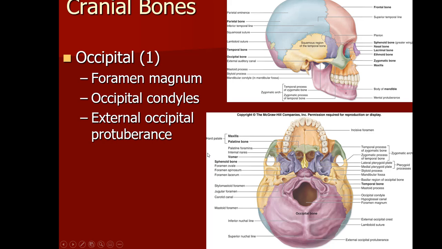So moving to the back of the skull, we have this bone that makes up the base of the skull. This is called the occipital bone. We only have one. It's purple in this picture. And there's a few bone markings you need to know. You can really see them best when you look at the bottom of the skull.